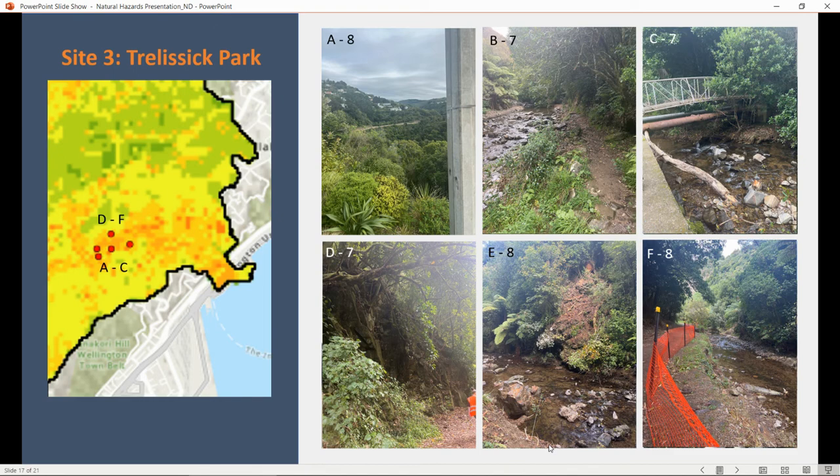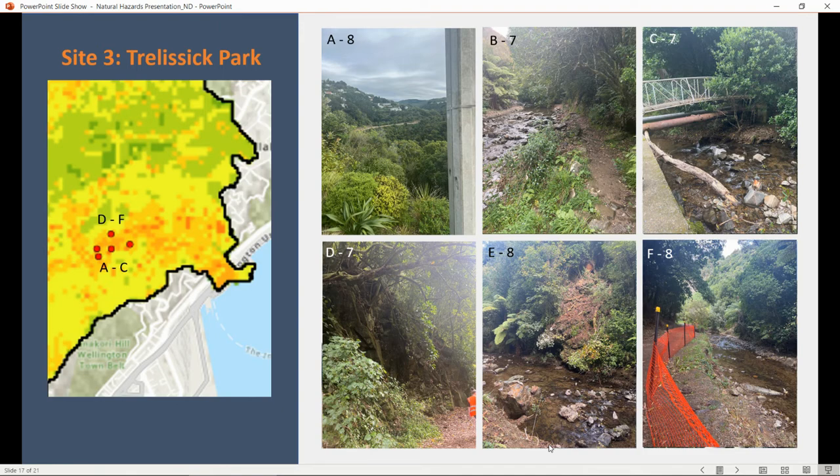Our third and final site was Treslick Park, where we observed the following hazards. Photo A was a view of the Johnsonville train line. This was at high risk of landslide damage, although we are now further from the fault line. This was a hazard rank of 8. Photo B shows steeper banks to the right of the image with the track washed out. There was more debris in this area, such as logs and rubbish, indicating flooding frequency and height. This was a hazard rank of 7.